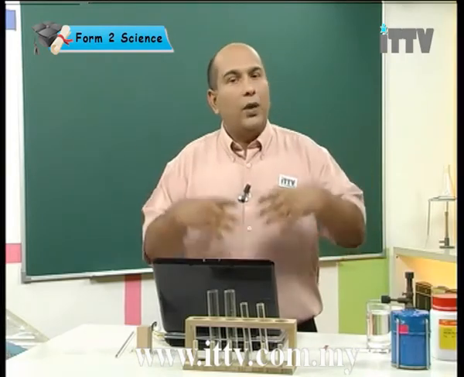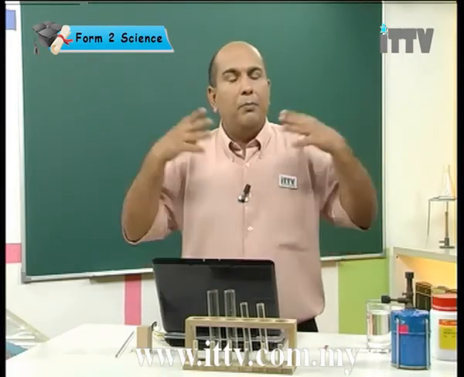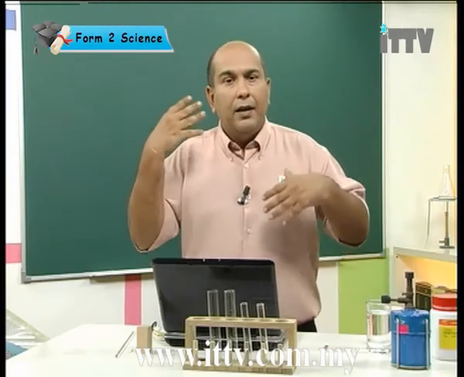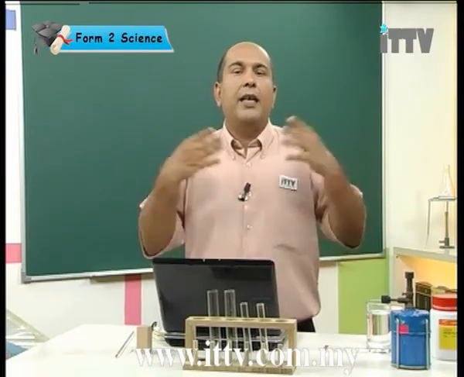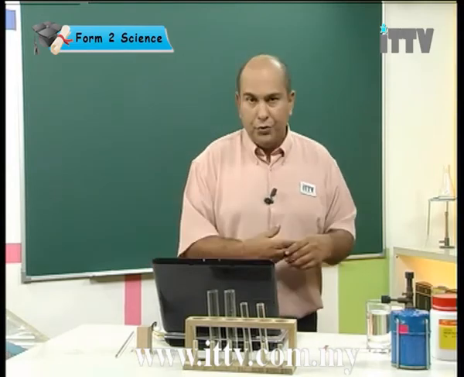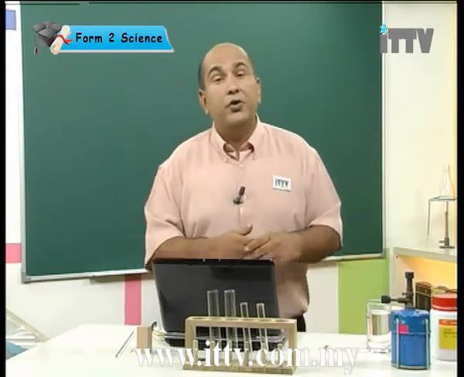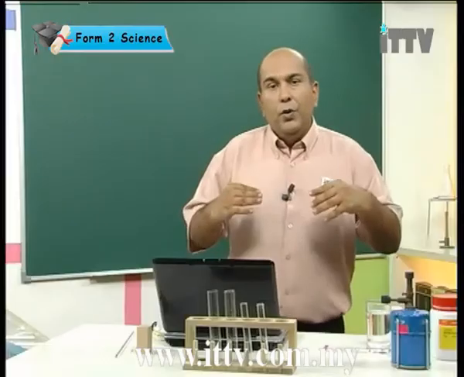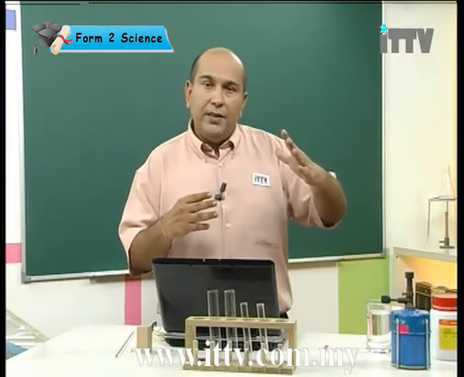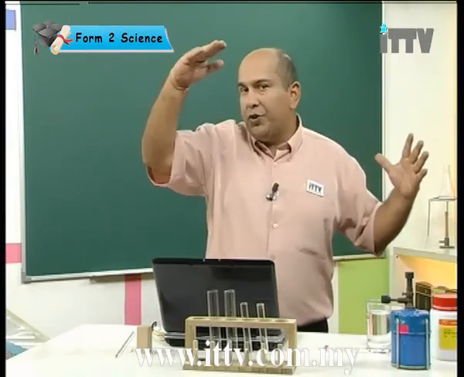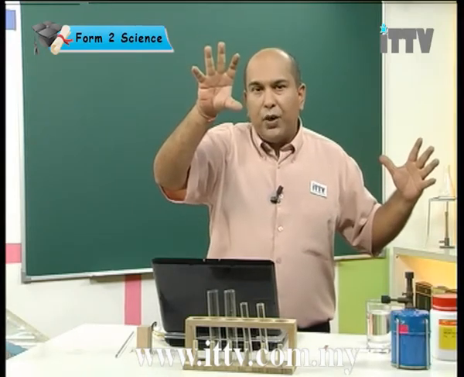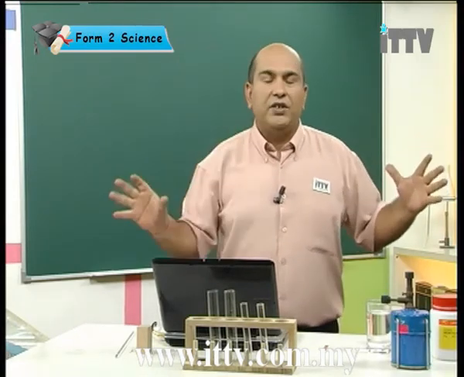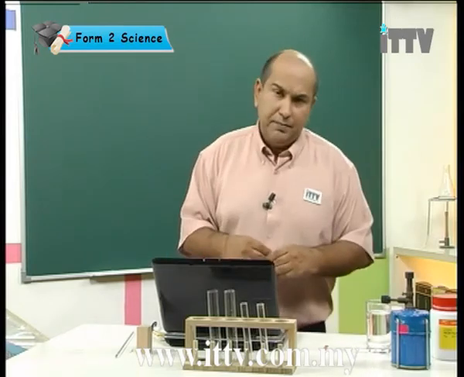It will decide, once again, whether it's a good or a bad experience that you're having, and then it will decide what you should do, whether you should stay or whether you should run. The brain decides what to do. This is called a response. So, we started with a stimulus arriving. We've sent the message to the brain. The brain now decides what to do. This is called the response. This is the second part of the mechanism.